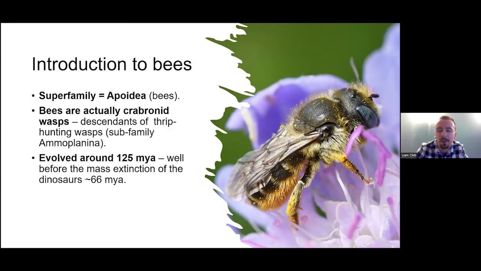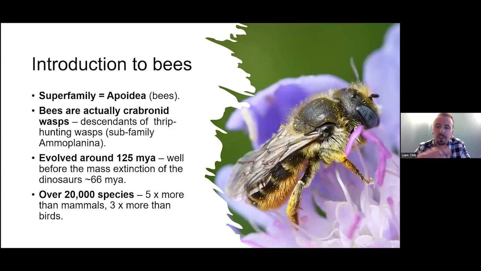They evolved around about 125 million years ago, which is well before the last mass extinction of the dinosaurs. And they've diversified quite a lot. So in this time now, we've got over 20,000 species worldwide. That's 5 times more species of bee than there are mammals on the globe, and 3 times more than there are birds. So a really, really diverse group of insects. The diversity in bees is greatest in arid areas. So the southern United States has really high bee diversity, for instance.